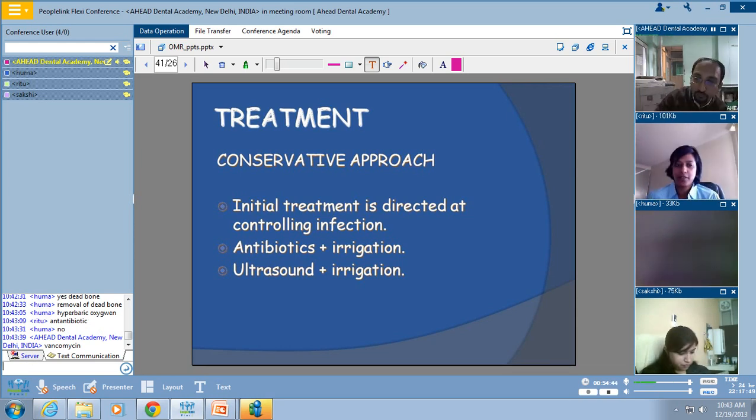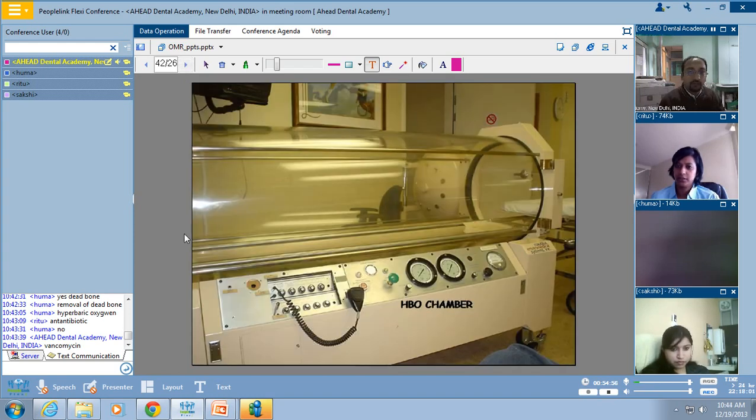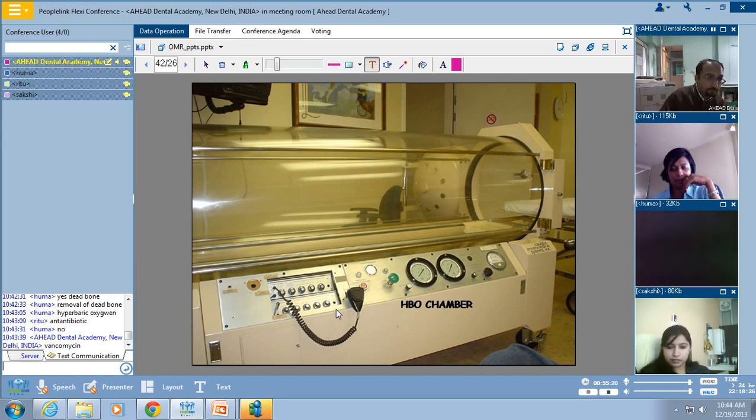But as one of you answered me yourself, removal of dead bone, and in addition to antibiotic, it is this thing, the hyperbaric oxygen chamber. So remember, the hyperbaric oxygen room is a special air-controlled room in which the patient is placed in order to ensure a massive supply of oxygen, to ensure recontinuation of the blood supply, to help us in the management of osteonecrosis. Is it clear? Okay, antibiotics, vancomycin, hyperbaric oxygen, and then removal of the dead bone.